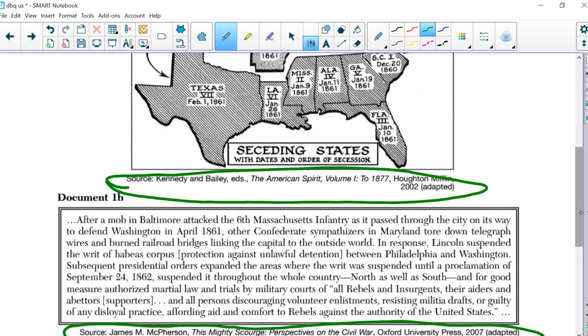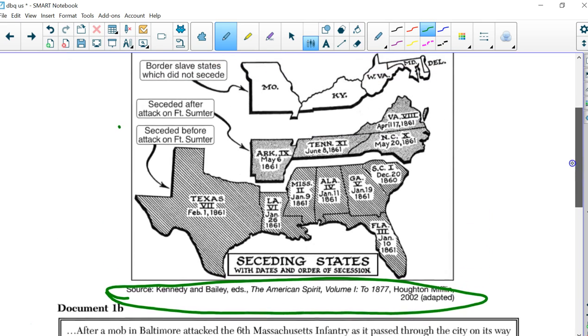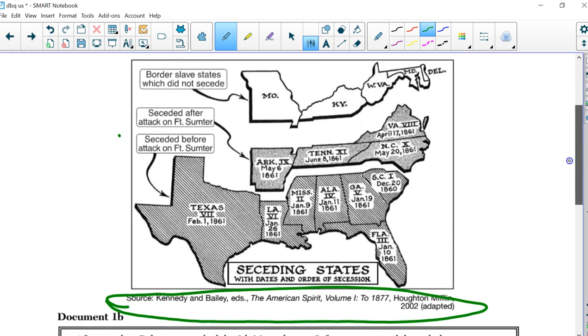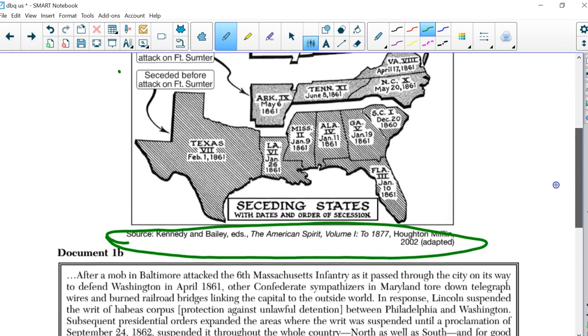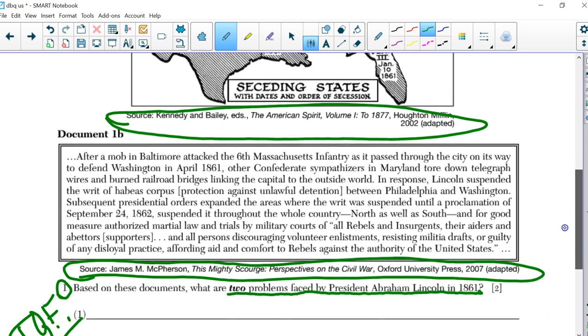Okay? So this map, the source is Kennedy and Bailey, editors, The American Spirit, Volume 1 to 1877, Houghton Mifflin, 2002. This is a map. It's actually a pretty good map from a textbook. So if you were in my class, you would never see this because we don't use textbooks. But decent map anyway.